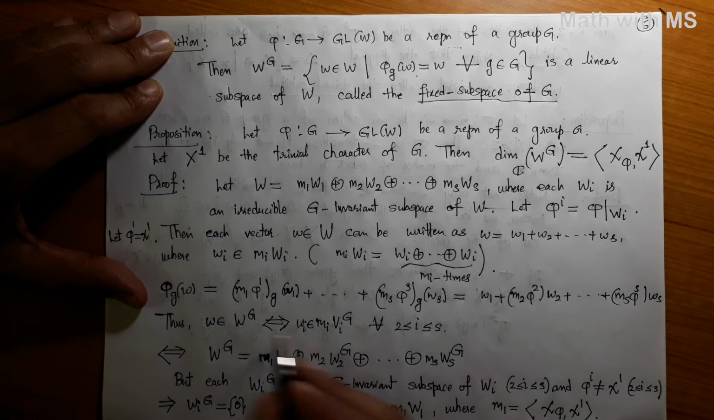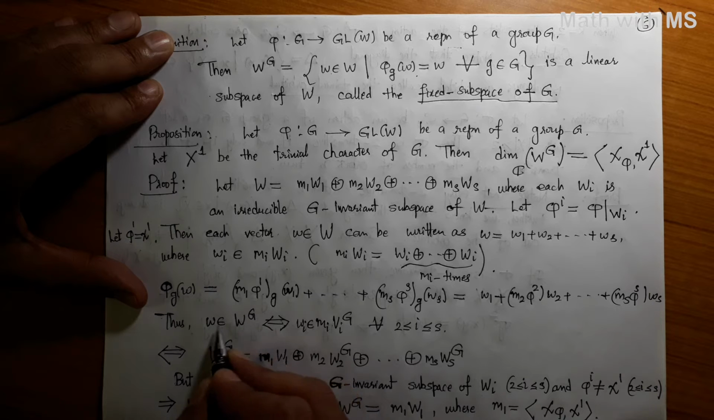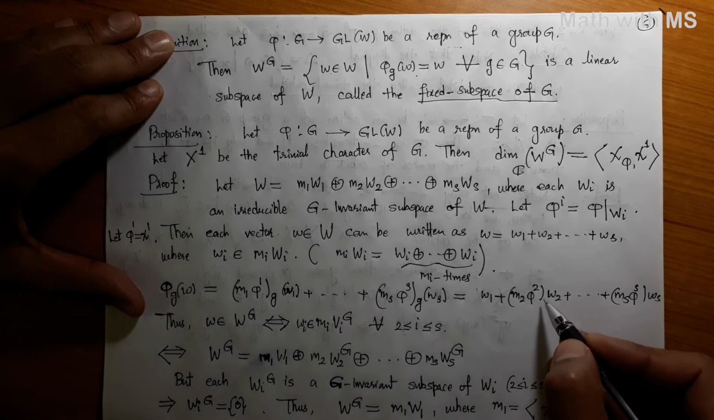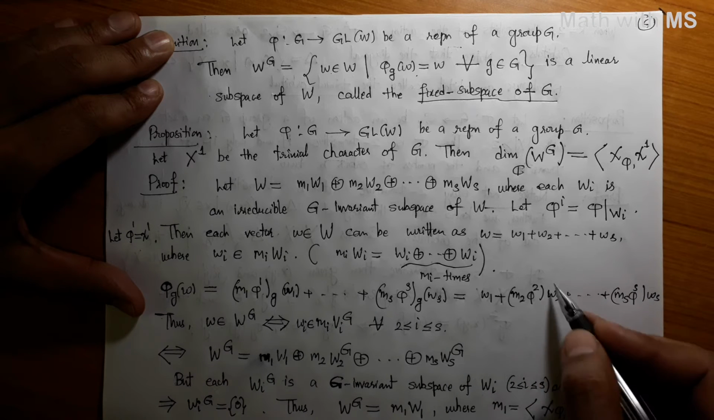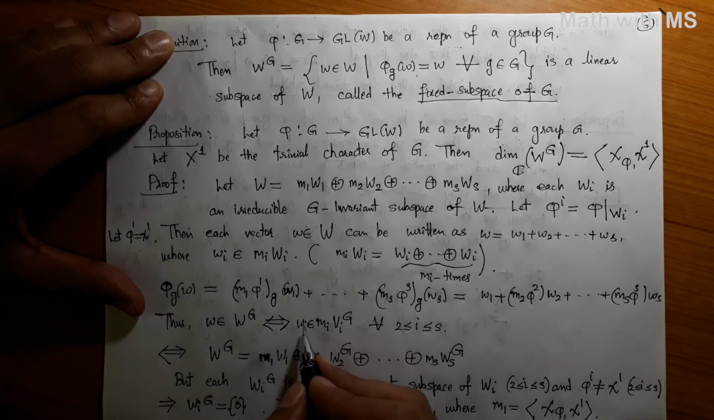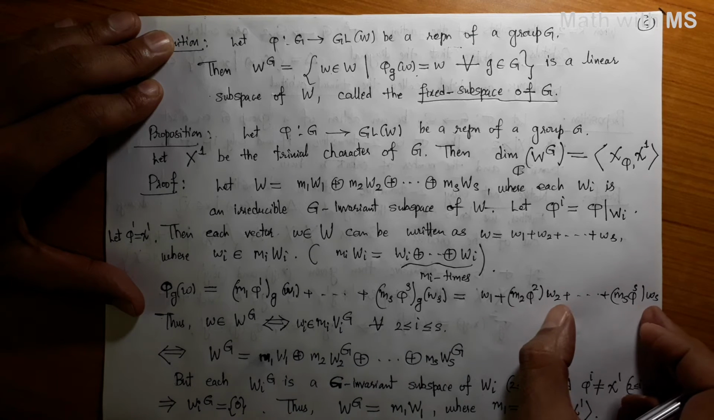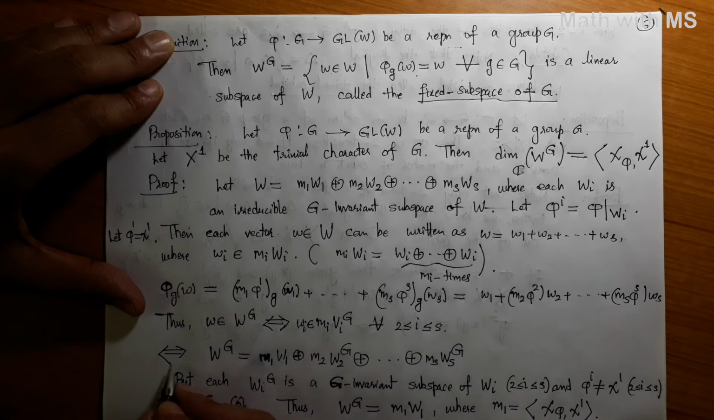So that implies that w will be fixed by the group if and only if each of its summands is fixed. That means little wi belongs to wi to the power g for every i from 2 to s. Therefore, that is equivalent to saying that the fixed subspace can be written as m1 copies of the fixed subspace of w1, m2 copies of the fixed subspace of w2 under g, and ms copies of the fixed subspace of ws under g.